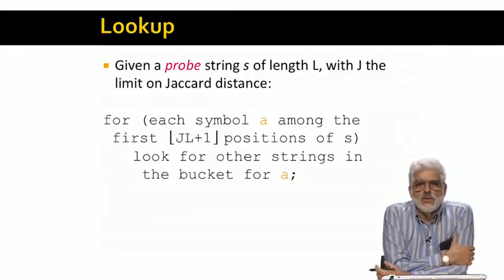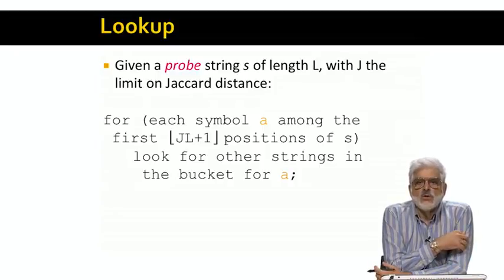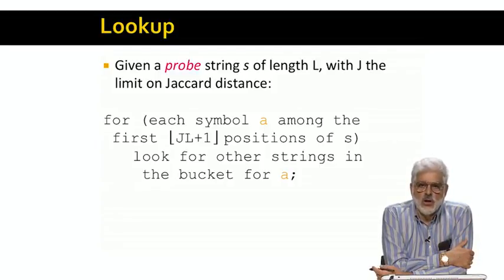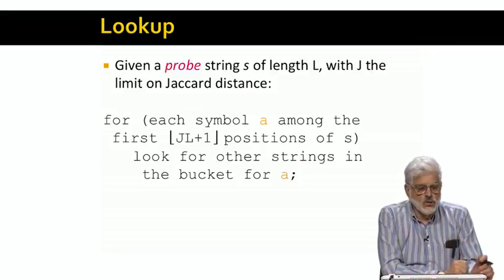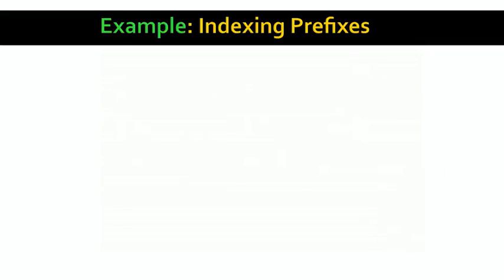Suppose we have set up this index and we want to find all those candidate strings that might be within Jaccard distance J from the given probe string S. Look at the symbols in each of the first floor of JL plus 1 positions of string S and examine all the strings in the buckets for each of these symbols. For each of these strings, we need to compute the actual Jaccard distance from the probe string S and report all those within distance J.